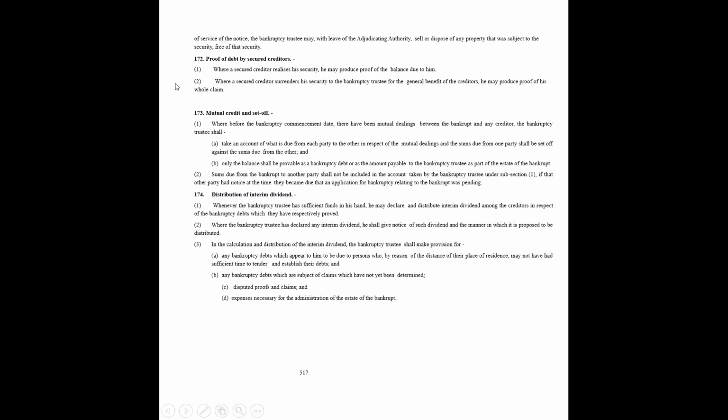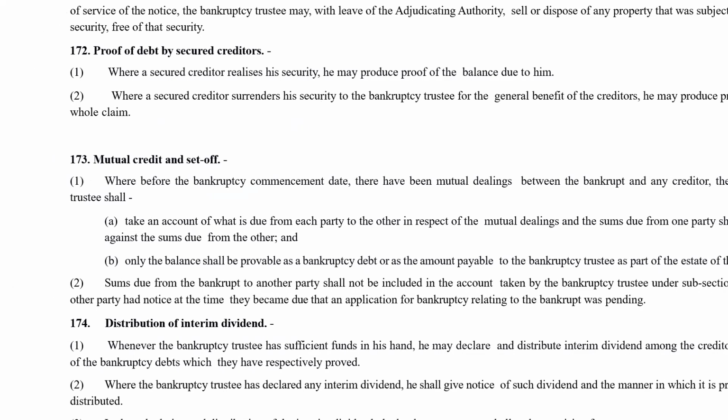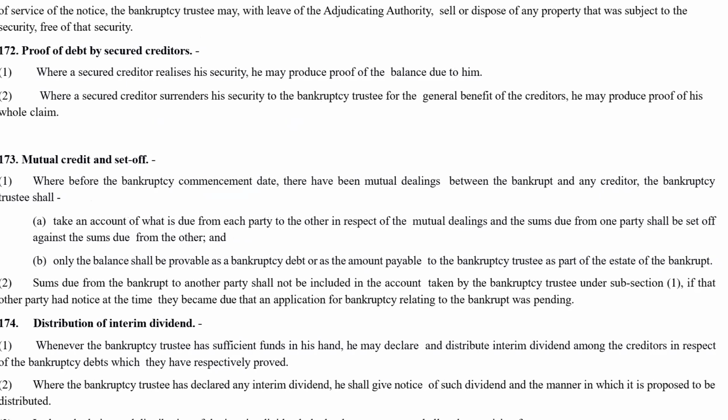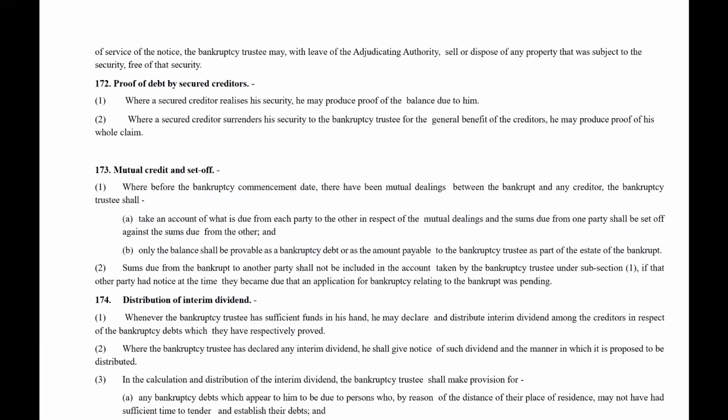172 proof of debt by secured creditors. Where a secured creditor realizes his security, he may produce proof of the balance due to him. ठीक है, where a secured creditor surrenders his security for the general benefit, he may produce proof of his whole claim. ठीक है, 173 mutual credit set off allowed.